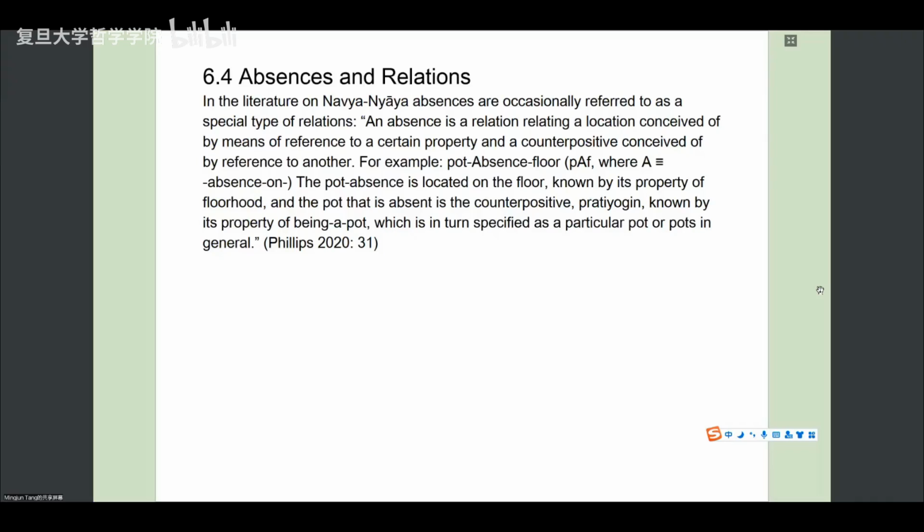So Phillips thinks that absences are relations. He says it in the beginning: an absence is a relation. Okay. And this is not mirrored in my formalizations. According to my formalizations, absences are properties. Let's go to the next slide.